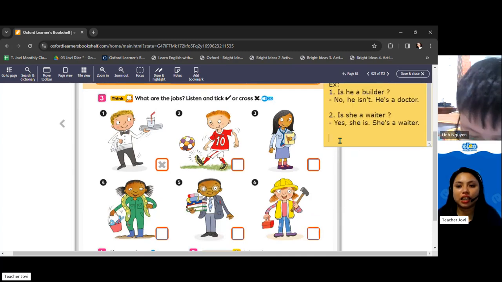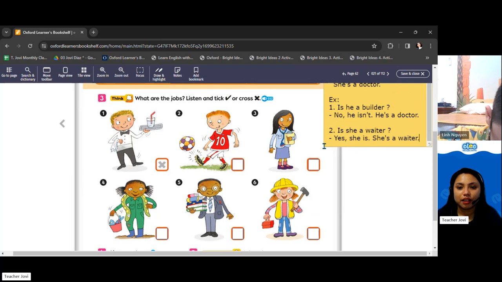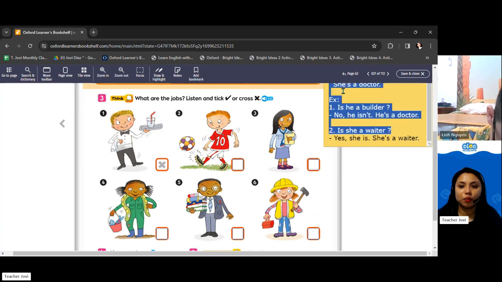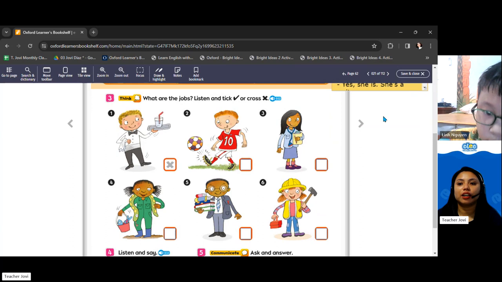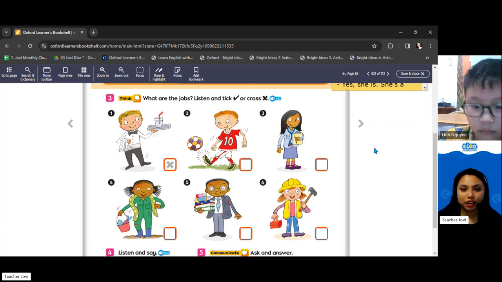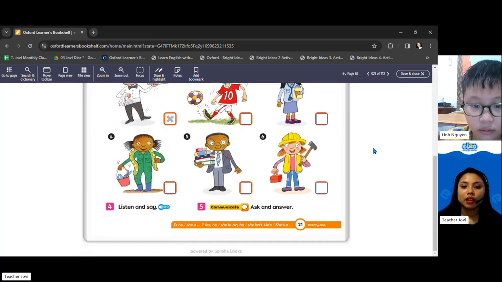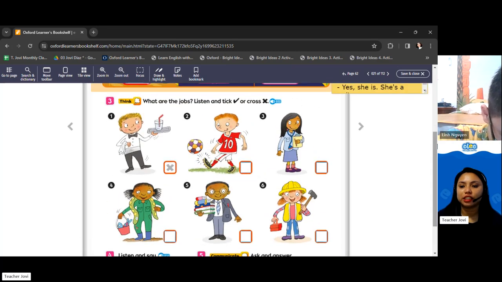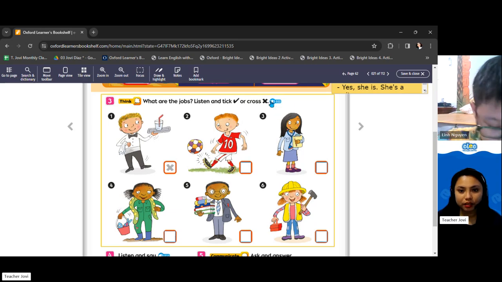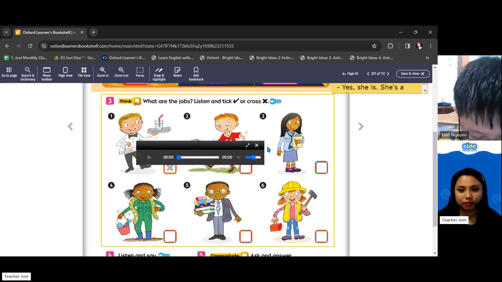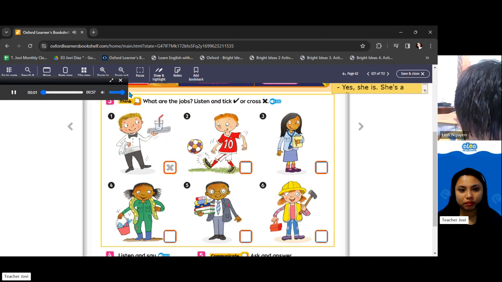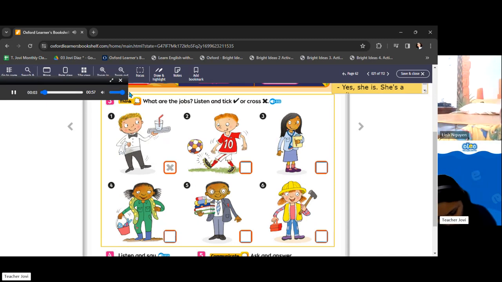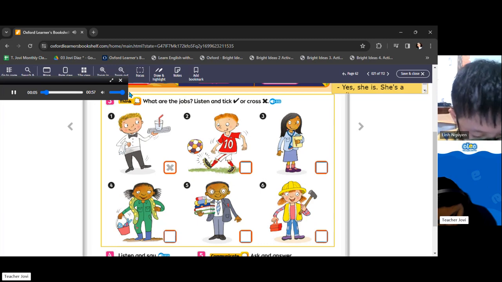And now let's try doing our next activity. Are you ready? We're going to try doing our activity in this lesson. Are you ready? Yes. All right, so we're going to listen and put tick or cross in our answers, okay? Listening 32. What are the jobs? Listen and tick or cross.